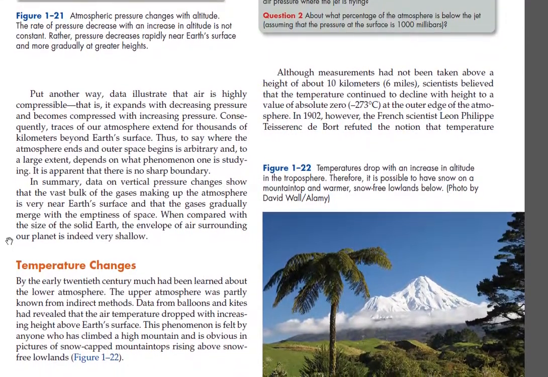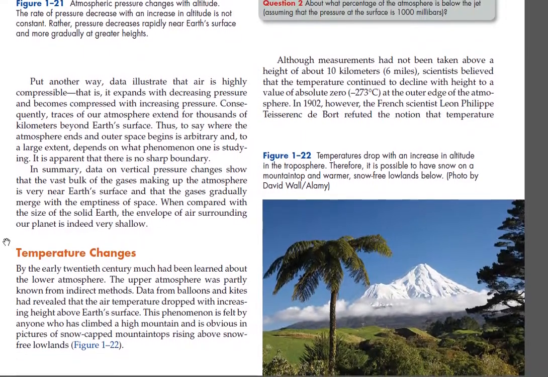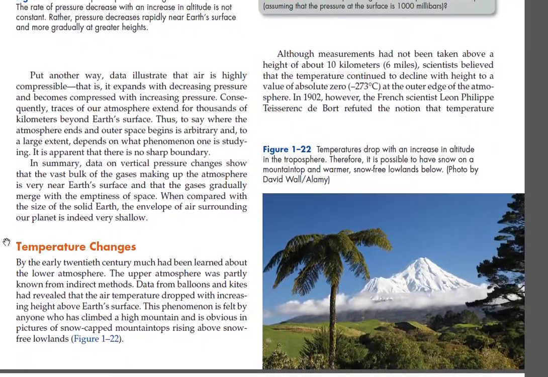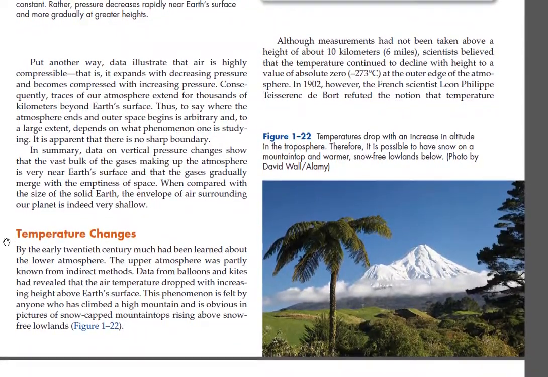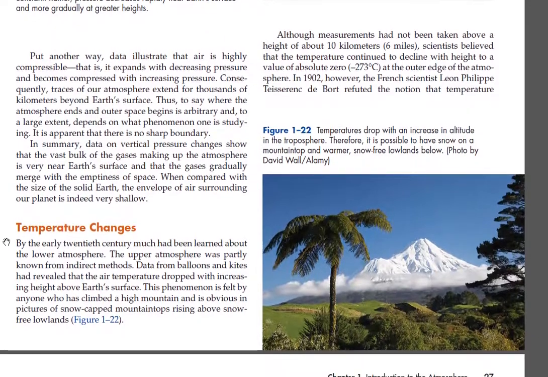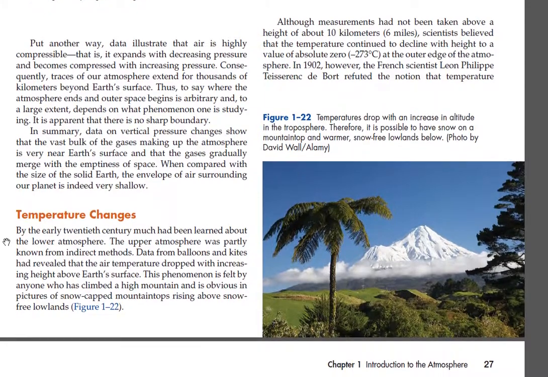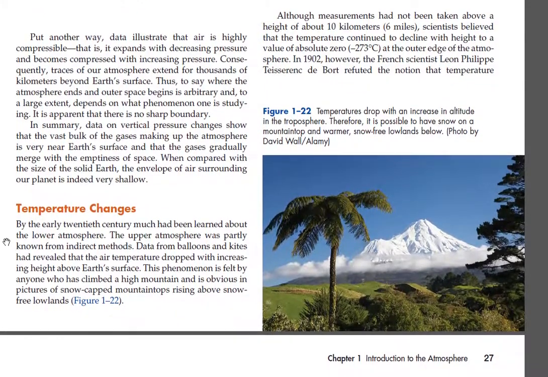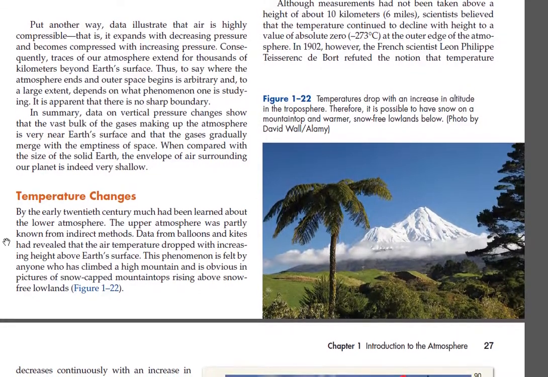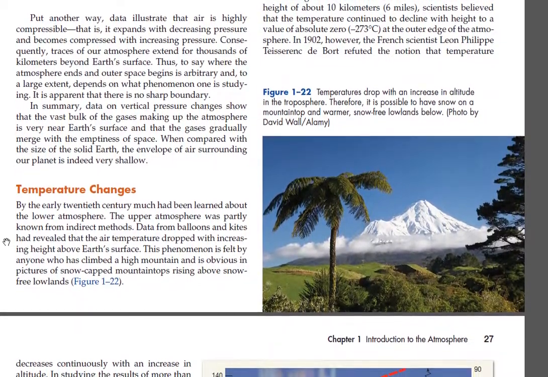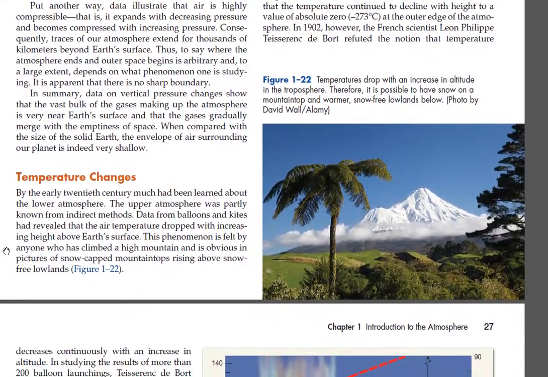Temperature changes. By the early 20th century much had been learned about the lower atmosphere. The upper atmosphere was partly known from indirect methods. Data from balloons and kites had revealed that the air temperature dropped with increasing height above Earth's surface. This phenomenon is felt by anyone who has climbed a high mountain and is obvious in pictures of snow-capped mountaintops rising above snow-free lowlands, figure 122.